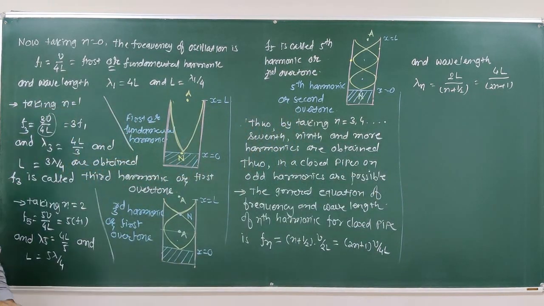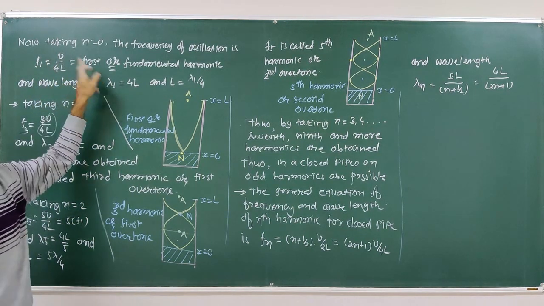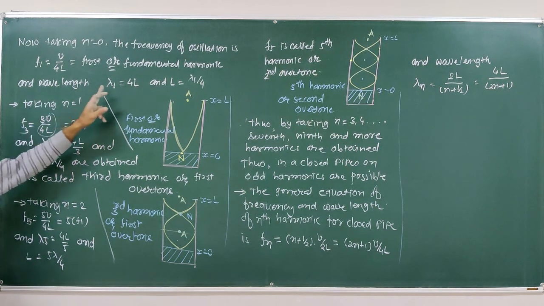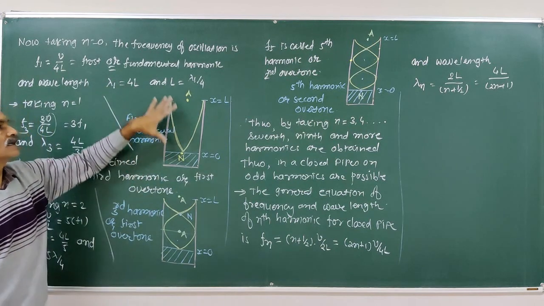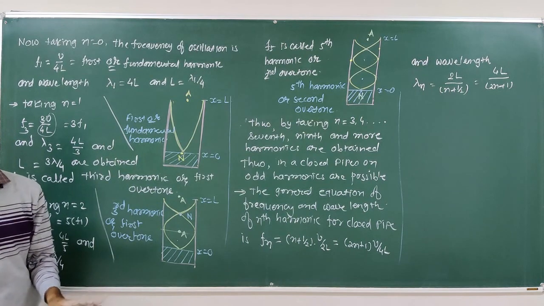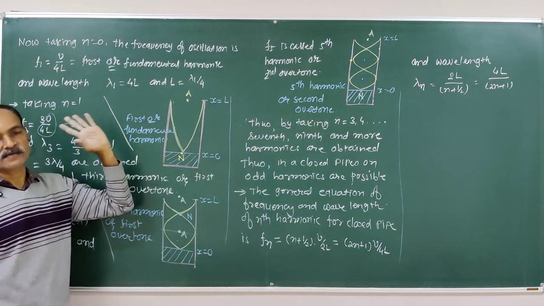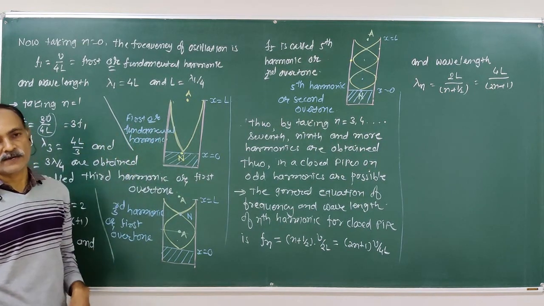Now listen again. Now taking n is equal to 0, the frequency of oscillation is F1 is equal to V upon 4L. That is known as the first or the fundamental harmonic. Now, in wavelength, lambda 1 is equal to 4L and L is equal to lambda 1 by 4. Therefore, the air column inside a closed pipe oscillates with the first harmonic, and the stationary wave produced is shown in the figure. So, that is the first or the fundamental harmonic.